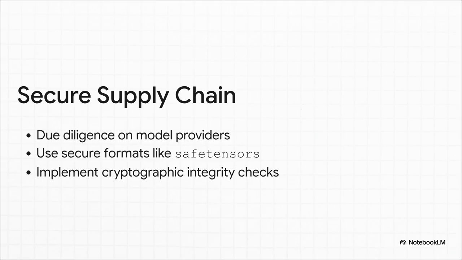So, let's get practical. What can you do for your supply chain? Number 1, know your sources. Actually investigate who's providing the model. Number 2, ditch the risky formats. Use things like safe tensors instead of Pickle. Why? Because they're built to be safe. They can only hold data, not sneaky code. And third, use cryptographic checks, things like hashes and digital signatures, to make absolutely sure the file you're using is the one you think you're using.